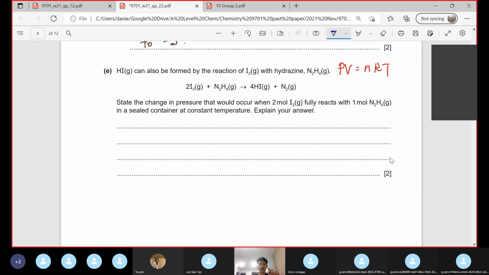State the change in pressure. So pressure is one of the variables that is going to change when 2 mole of the iodine gas reacts with 1 mole of the hydrazine N2H4 in a sealed container. Okay, underline sealed container. Sealed container means constant volume. Okay, constant volume, then constant temperature. So it means volume fixed, temperature fixed.